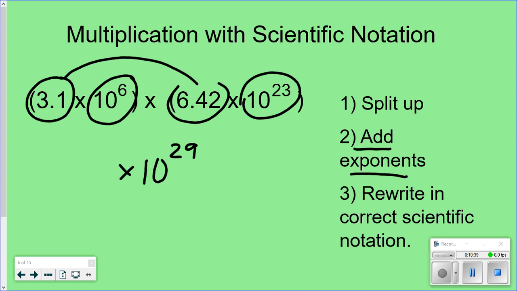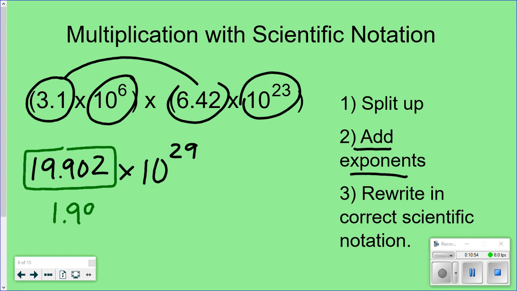3.1 times 6.42 gives me 19.902. Okay, not in correct scientific notation. So I'm going to rewrite it. So it'll be 1.9902 times 10. Now, if I moved my decimal one this way, I have to add one to the exponent, so it should be 10 to the 30th.